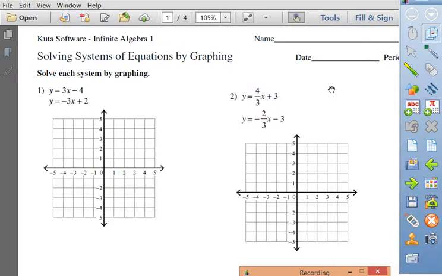So what I'd like you to do now is pause the video, pass out the worksheets, and we'll do a couple of these together. Play the video once everyone has a worksheet.